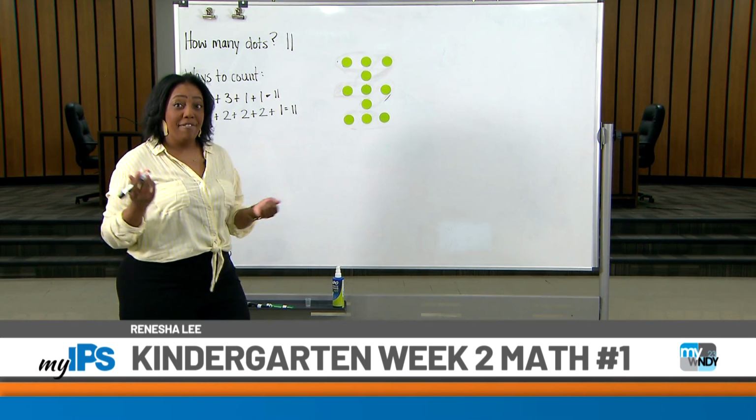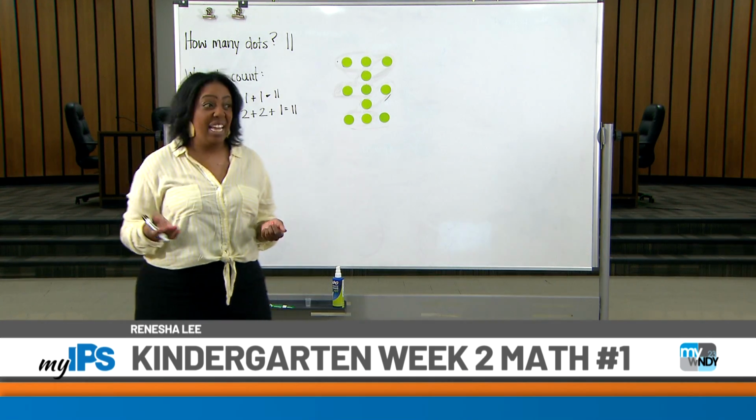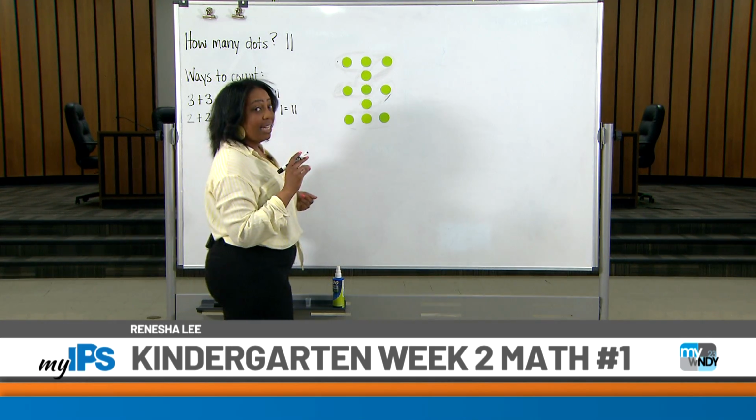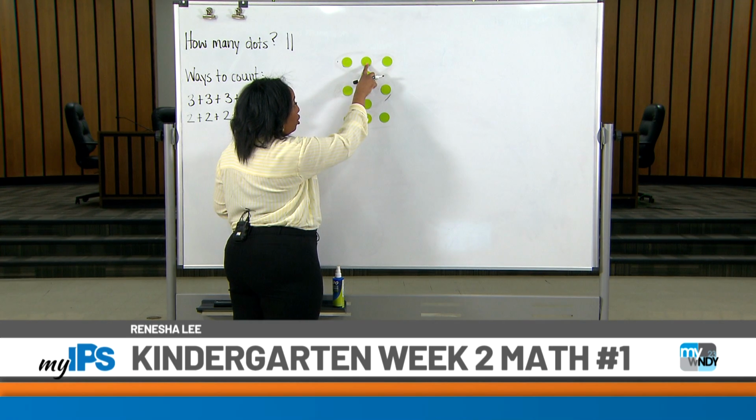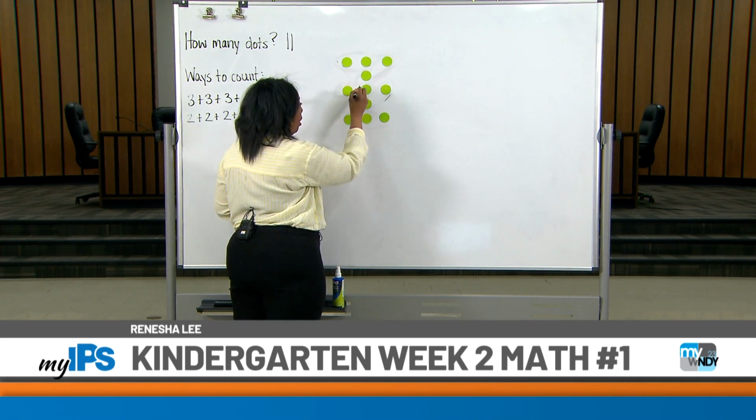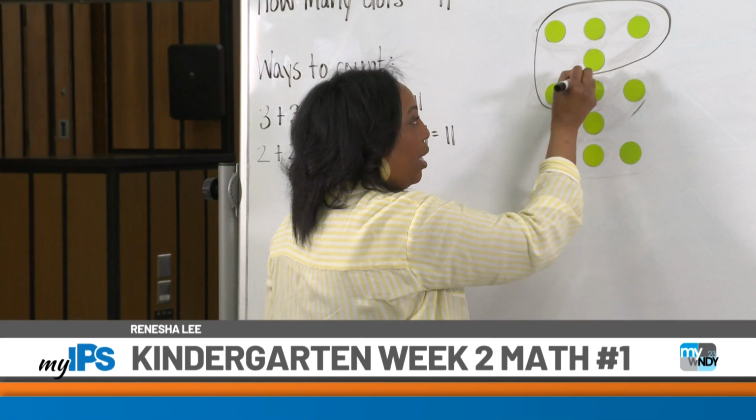Sometimes I like to group them by 5s because I know that 5 plus 5 is 10, and that'll get me a bigger chunk of the dots out of the way. So I'm going to count 5. 1, 2, 3, 4, 5. And I'm going to group them like so.